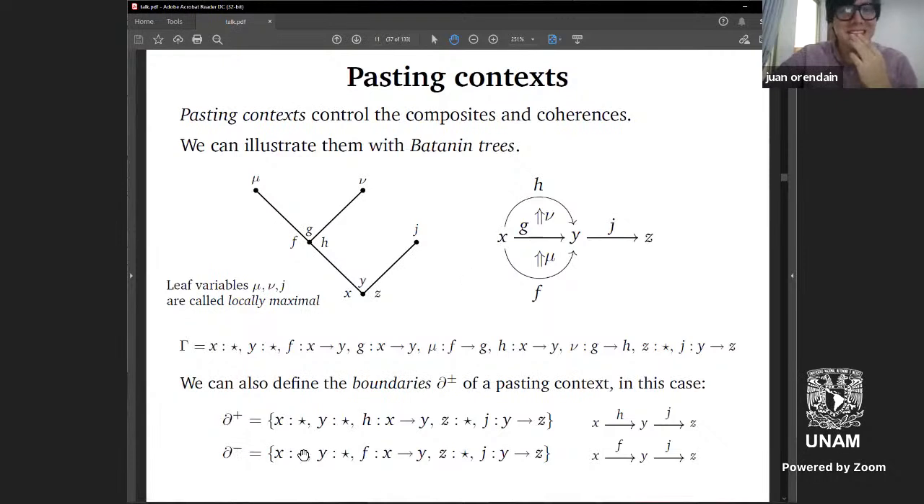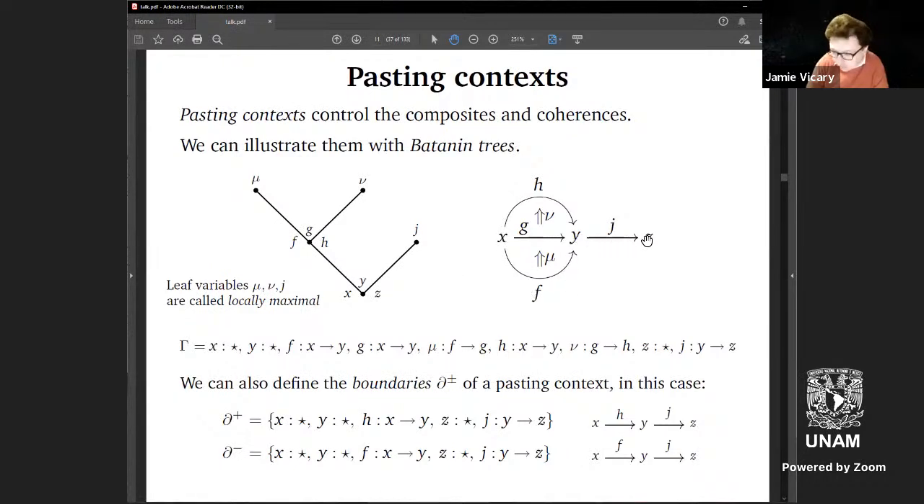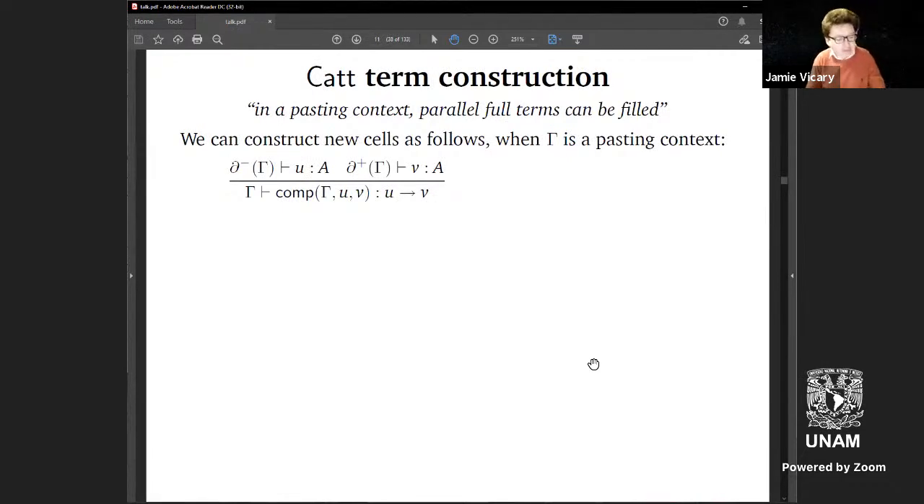Okay, and then there's a lower boundary, delta minus, X, F, Y, J, Z. Great. It's along there. So how do we build terms? How do we build composites in this type theory? Right? How do we build composite morphisms in this approach to weak infinity categories?